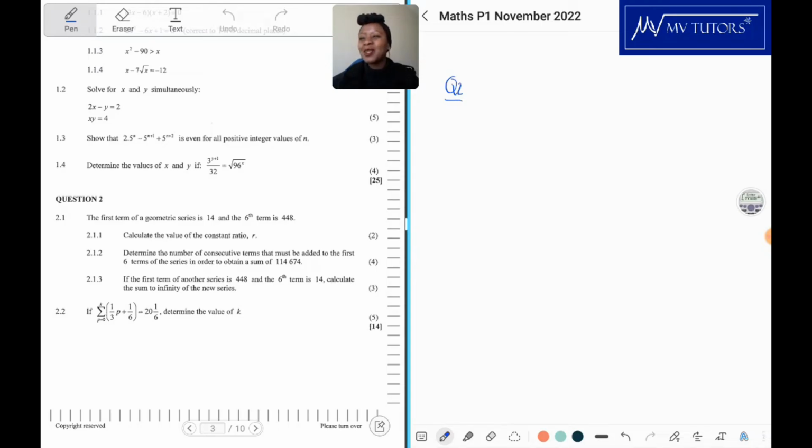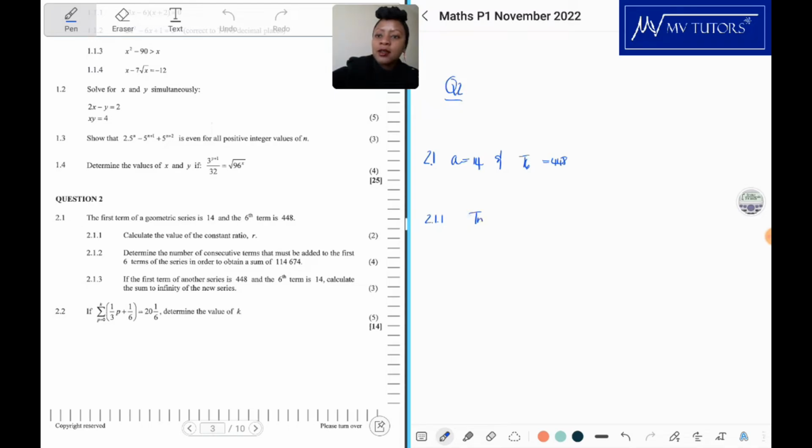Okay, so question 2, 2.1. The first term of a geometric series is 14. Okay, so A is 14, and the sixth term is equal to 448. Now 2.1.1, calculate the value of the constant ratio R.